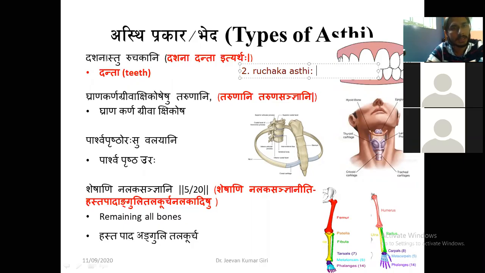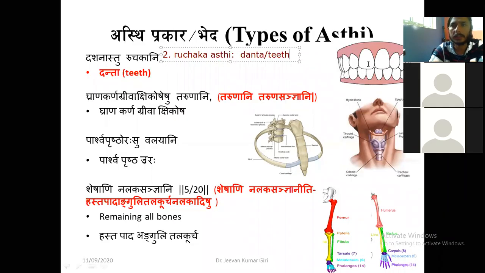Then what is the meaning of dasana? For dasana, Acharya Dalhana has mentioned dasana danta ityartha. Dasana is the teeth, danta. So the example of ruchaka asti is the danta, that is teeth. So teeth are the ruchaka asti. Are you okay? Now see, these are the ruchaka asti. Are you getting?